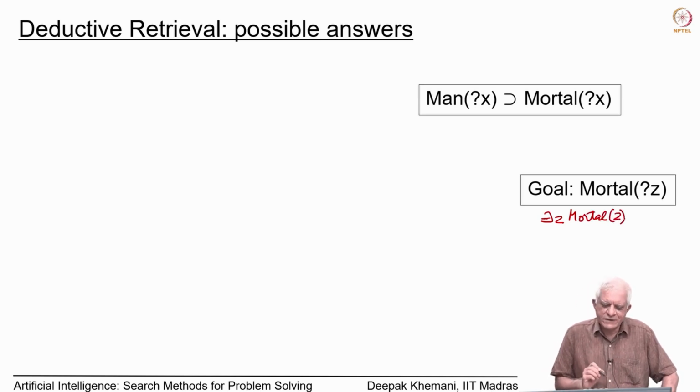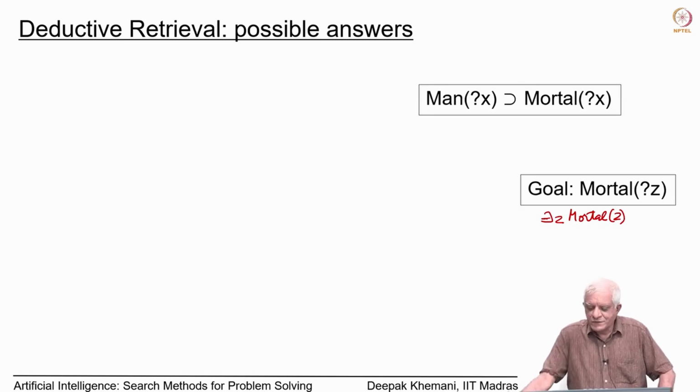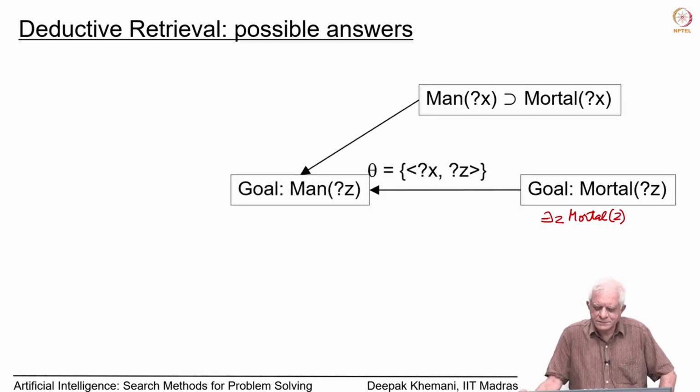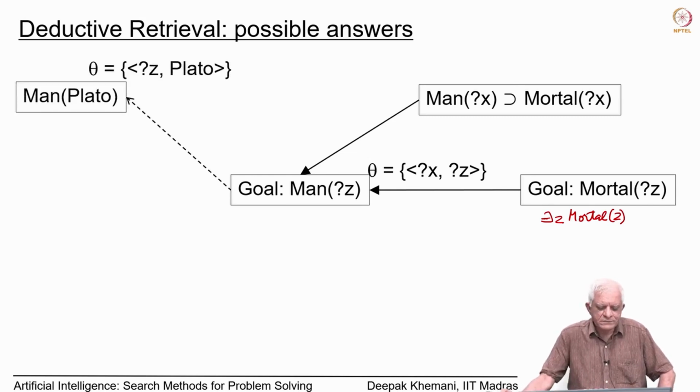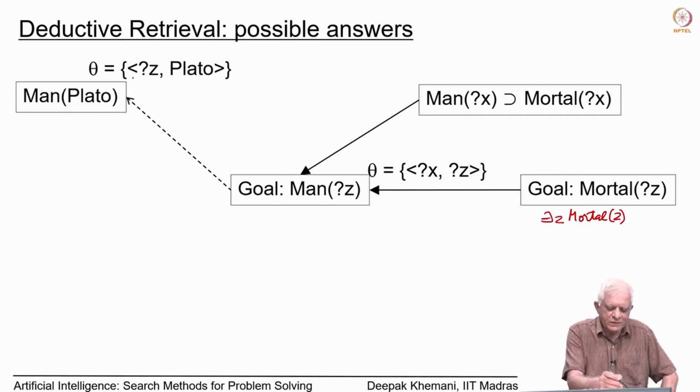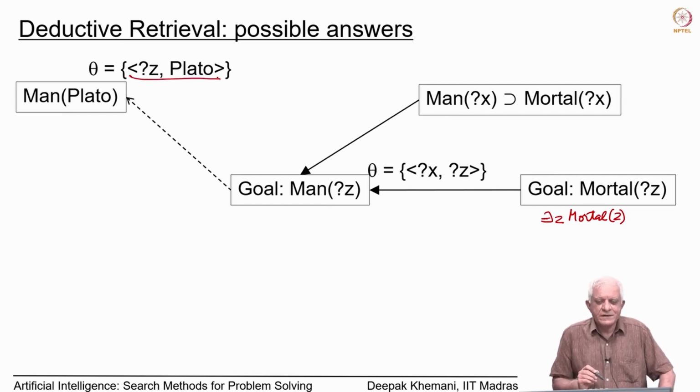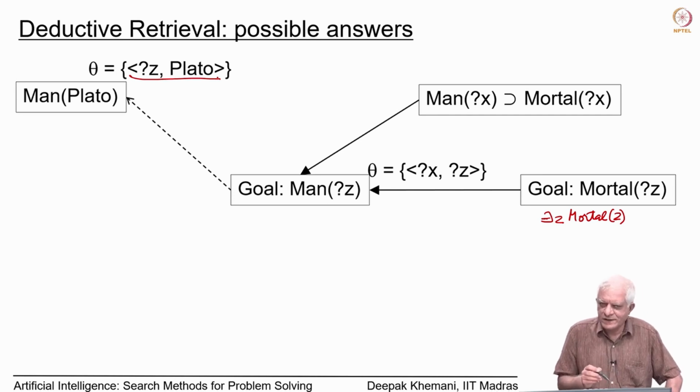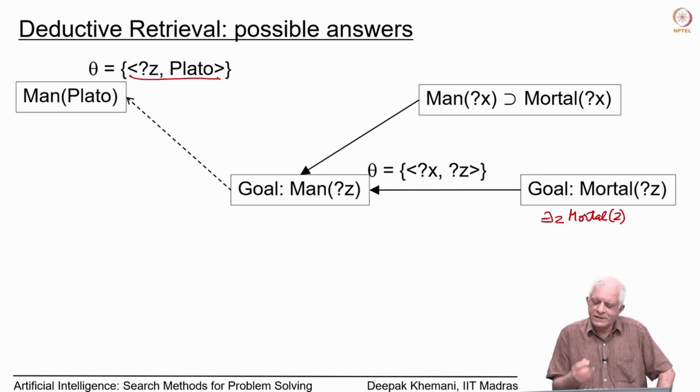So, we are asking an existential query and we are talking about deductive retrieval now. So, of course, we can now go back and do our process of backward chaining, and when we backward chain over this rule, you come to the subgoal which says that is there someone who is a man essentially. And then if in your knowledge base you have a statement which says that Plato is a man, then by saying that okay, make z equal to Plato, which is done by this substitution here, you can say yes, that the query is true, that there is somebody who is a man, and not only that, in fact that someone is Plato.